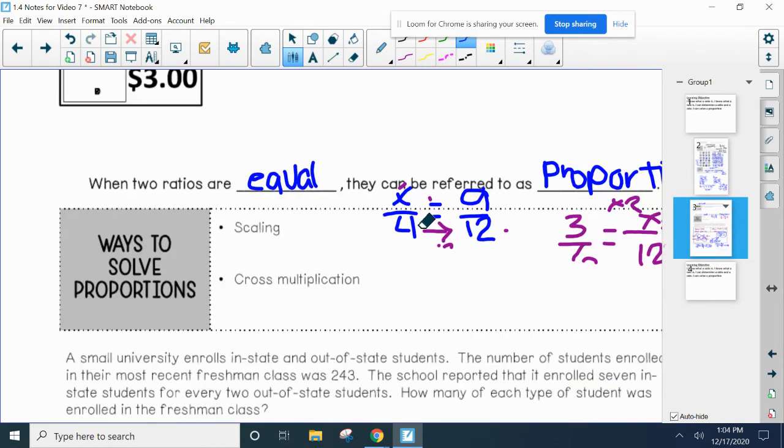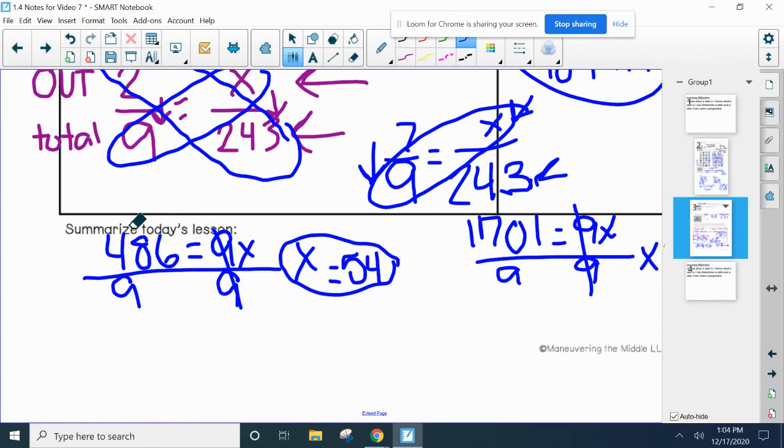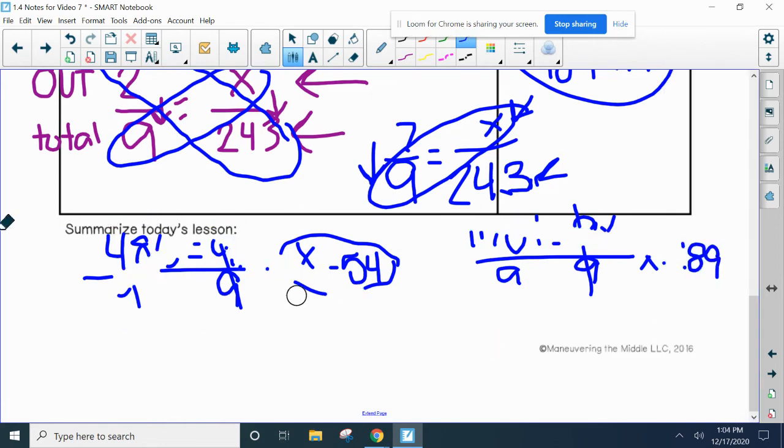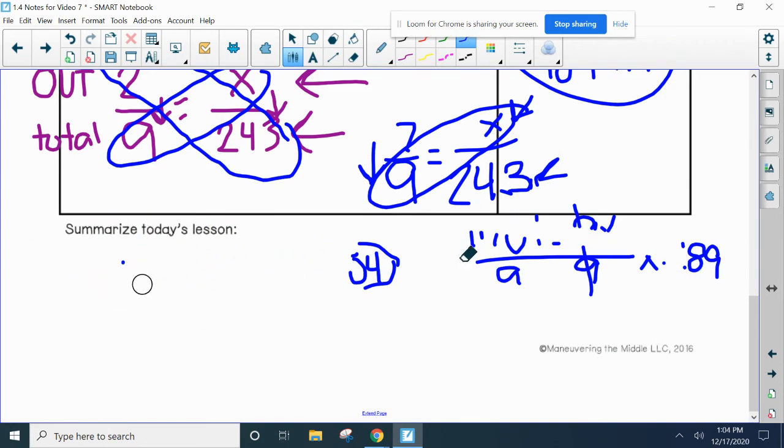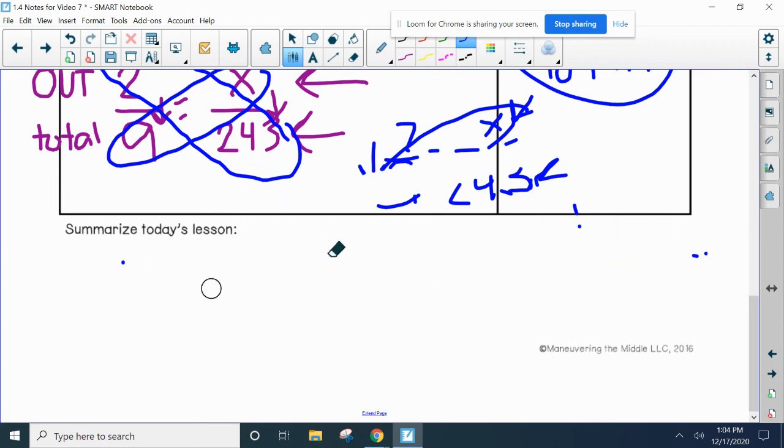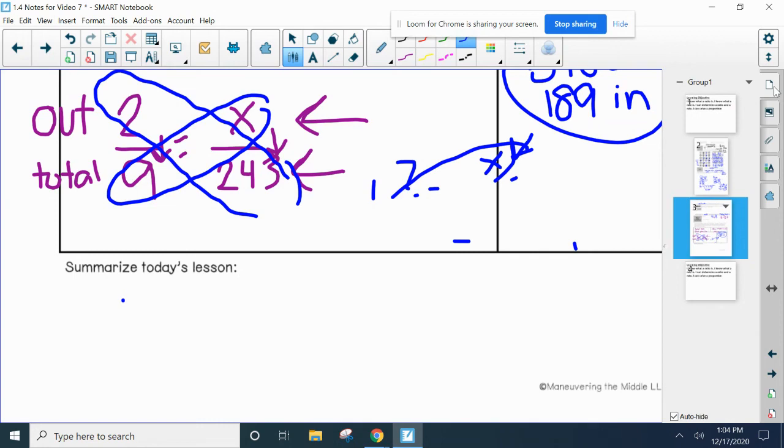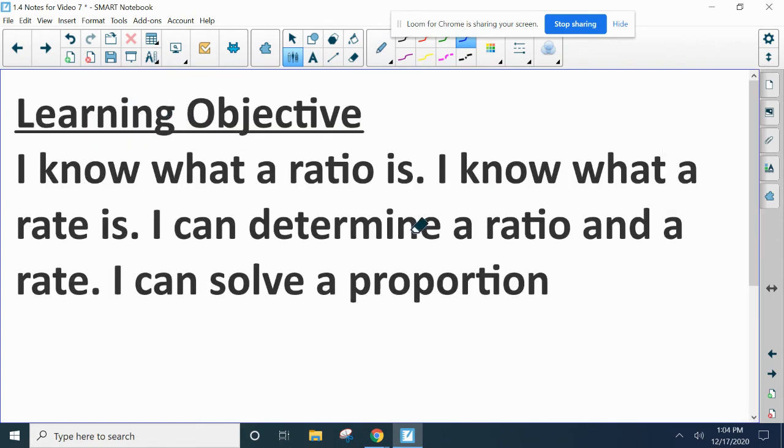So make sure when you submit these notes, you go ahead and include the part about today's summary. I just really told you a lot of it. So tell me in your own words what you learned and how to do those things, which were our objective. What a ratio is, what is it? What a rate is, what is it? How do you determine a ratio or a rate? What about a unit rate? And how do you solve a proportion? And what two ways?